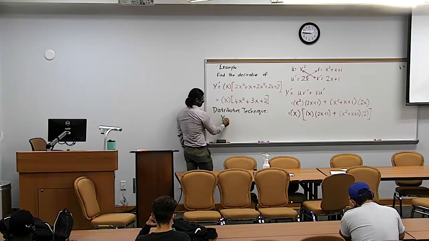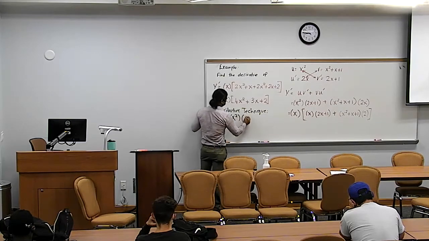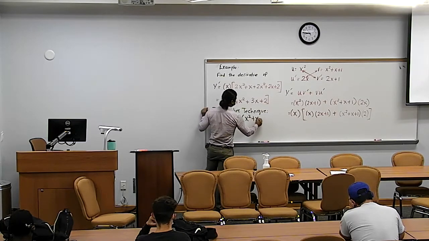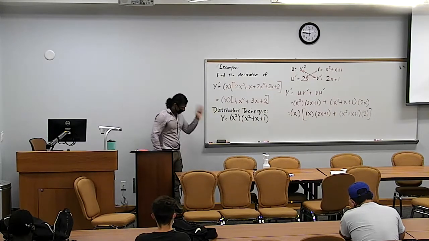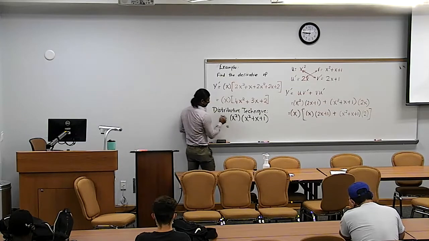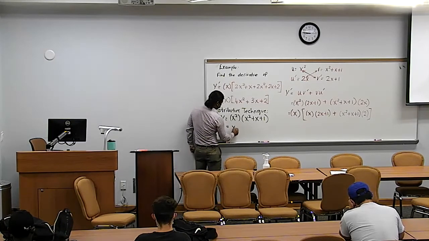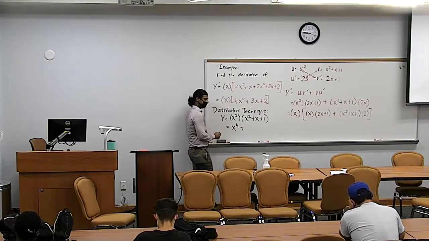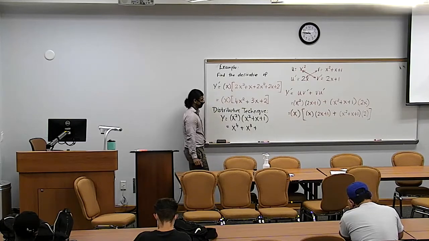The original function was y equals x squared multiplied by x squared plus x plus 1. And if I distribute, what would I get? X to the 4. First, you have x raised 4 plus x to the 3rd plus x squared.